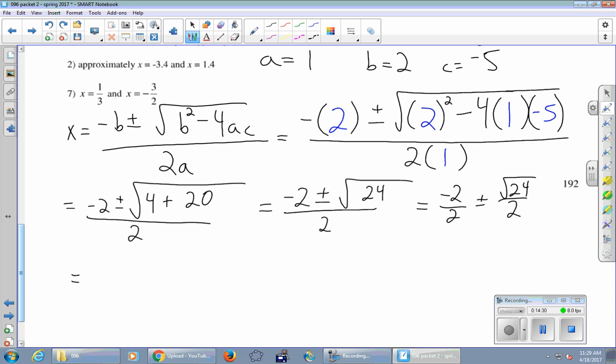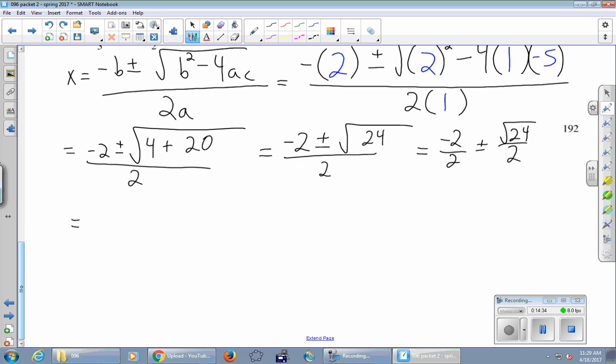I apologize. I think you guys are running out of room. I've got plenty of room. If you just hit the extend page button at the bottom there, you'll have plenty of room too. Okay, so -2/2, it's going to get simplified, but I'm going to do it at the end.